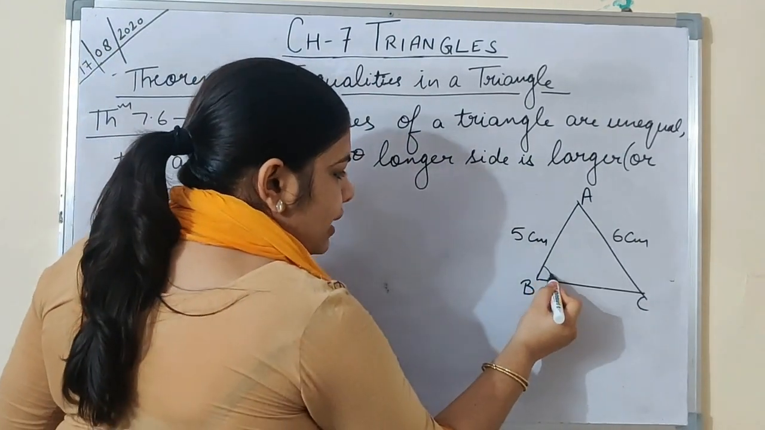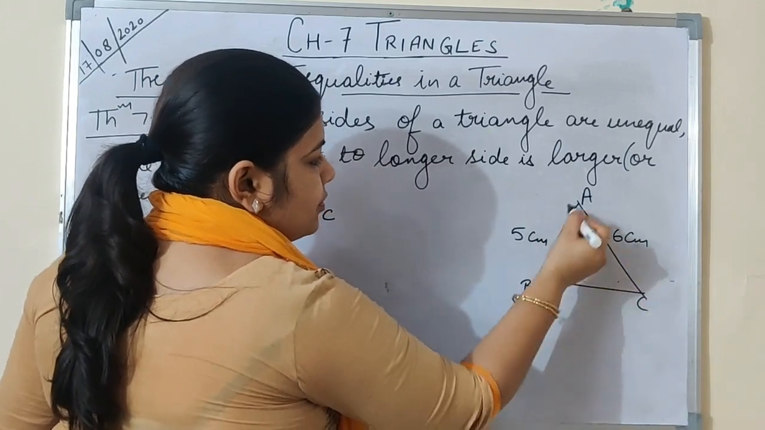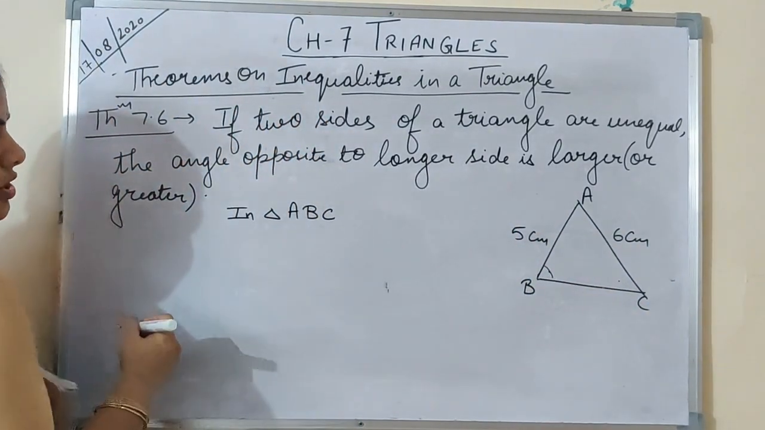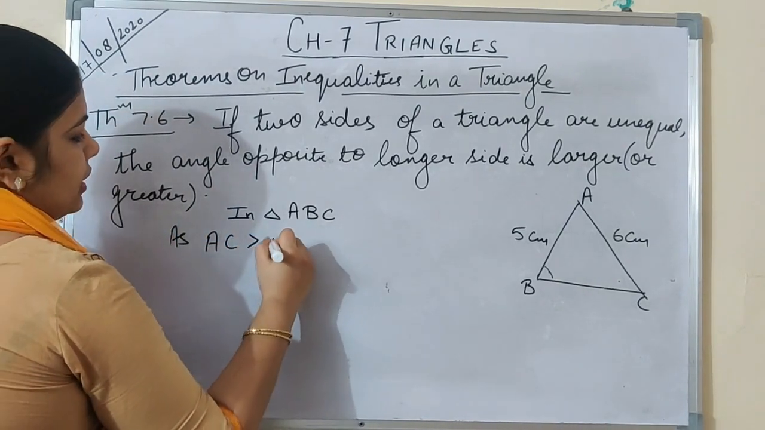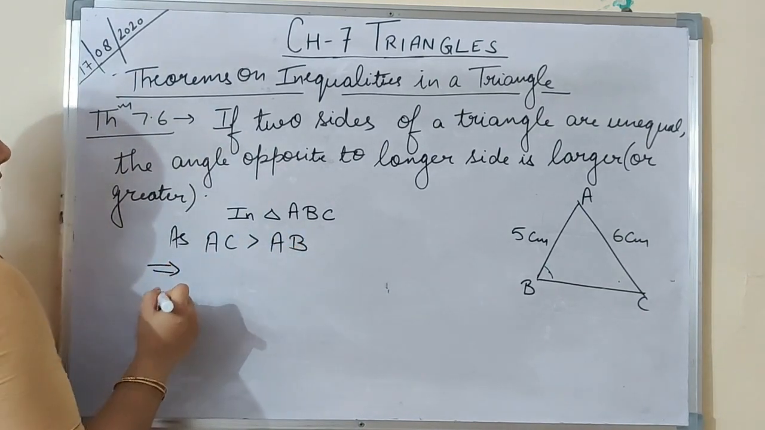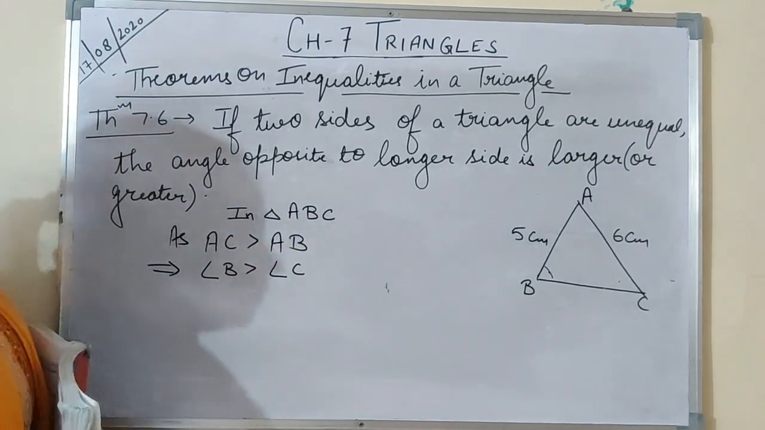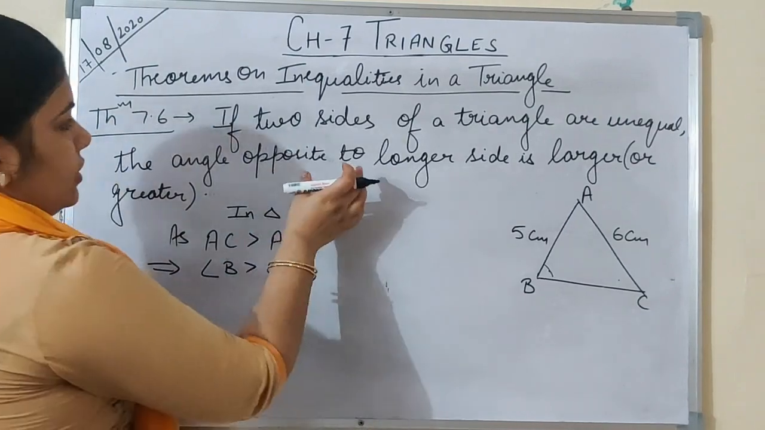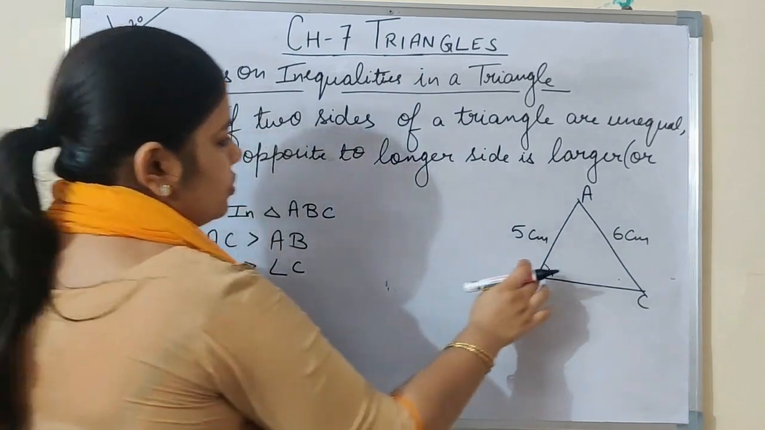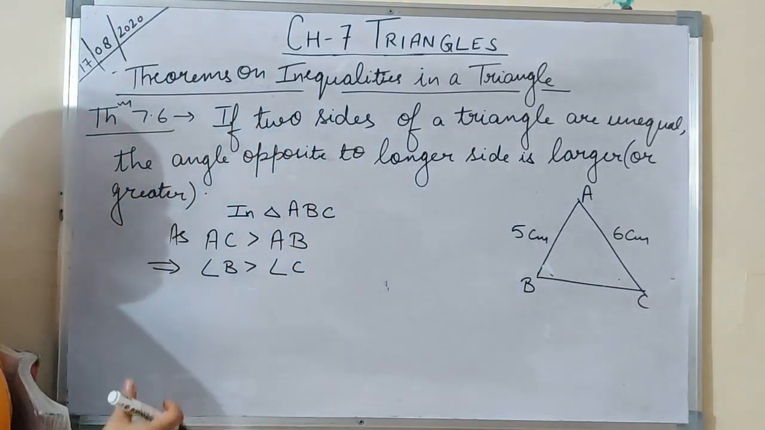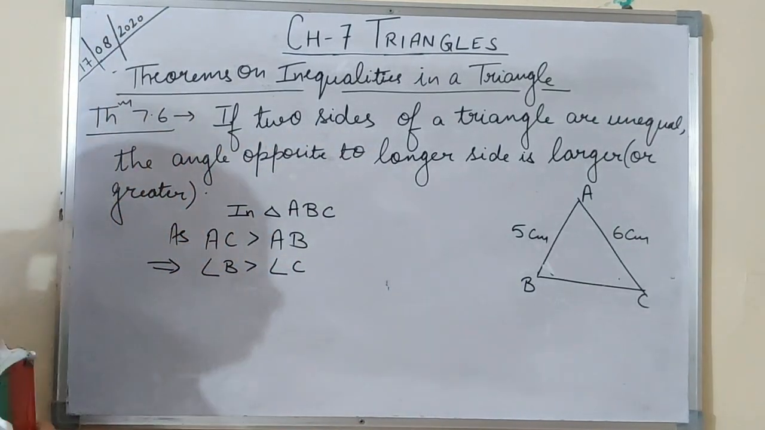So that means we can say that angle B is larger than angle C, because B is opposite to AC and C is opposite to AB. So I can write that in triangle ABC, AC is greater than AB. So what does it imply? It implies that angle B is greater than angle C. So this is what the theorem says, that if two sides are unequal, then the angle opposite to the longer side is larger. So this is the result for this theorem.